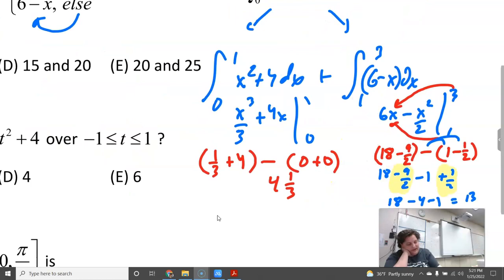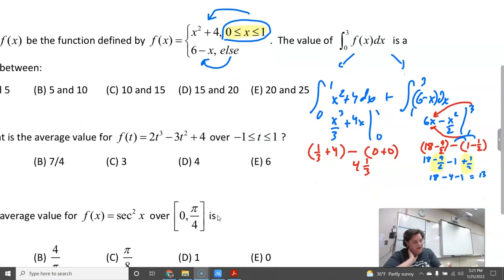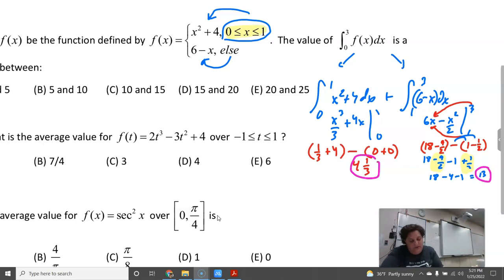Okay, now this is saying the value is a number between what and what? Okay, 13 plus 4 and a third. 13, 4 1/3 would be what? 17 1/3? 17 1/3. So, yeah, it's definitely going to be between here and here.